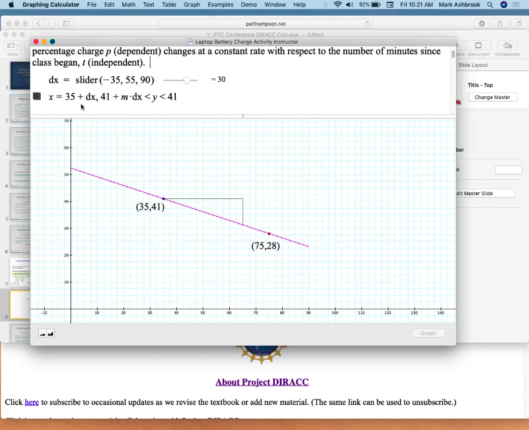Again, it's not a programming language. Students have to come up with the mathematics and enter it precisely to have the animation or the visual show up correctly. And so here, again, this is forcing them to use constant rate of change. That change is going to be 41, the original amount, plus the change in the battery percentage, and there's the m dx right there. So again, giving them practice with this concept of dy equals m dx.